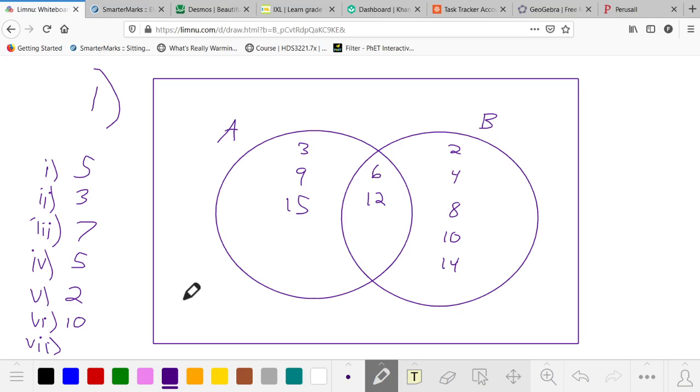And how many elements are in the complement of A? So how many elements are in the entire universal set, but not in A? That's 7. So that is question 1.